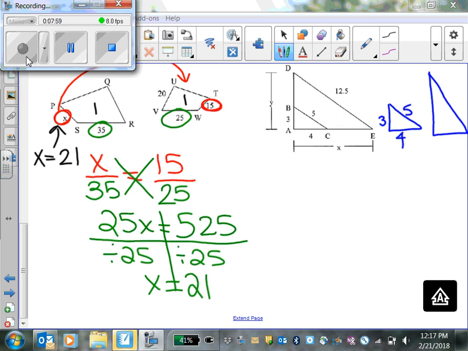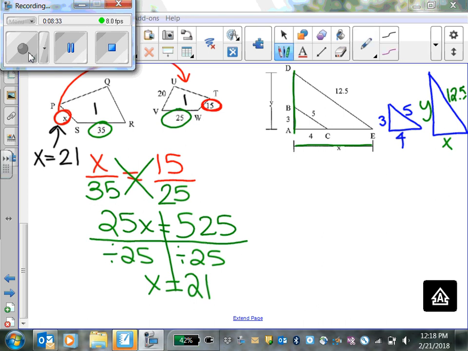Everybody with me? And then the big one is really x on the bottom, y going up and down, 12.5 on the diagonal side. Questions on how I labeled that? Yes, ma'am. All right. So now what you're going to do, we have to find x and we have to find y. So you're going to set up two proportions. I would solve for x, then I would solve for y separately. That's just me.